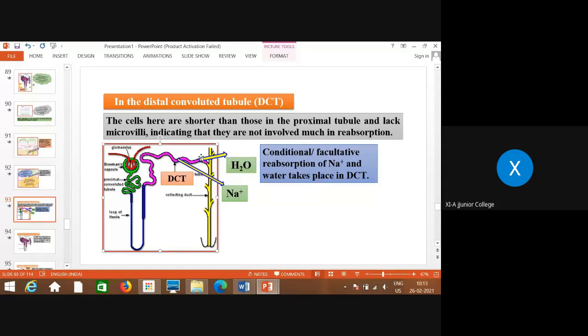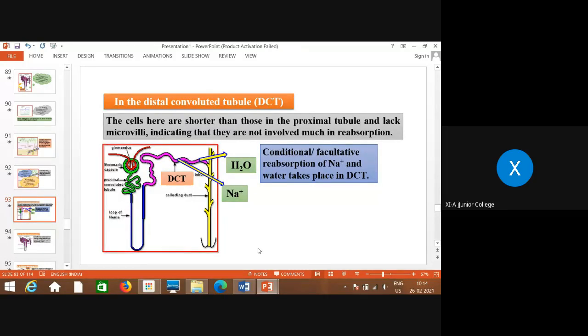So here in the DCT, reabsorption of water is conditional, as the cells are of shorter size and they do not show any presence of microvilli. This area is not directly involved in the reabsorption, but as and when required, this area of DCT as well as the CT, that is the collecting duct, reabsorbs water and to some extent ions from the surrounding capillary region, that is the blood tissue.